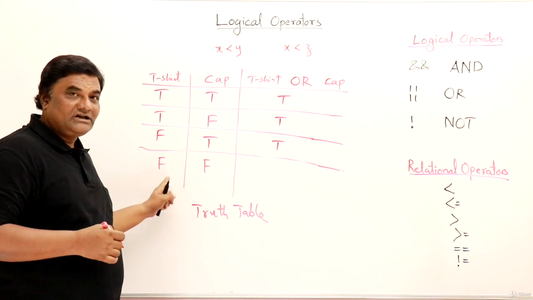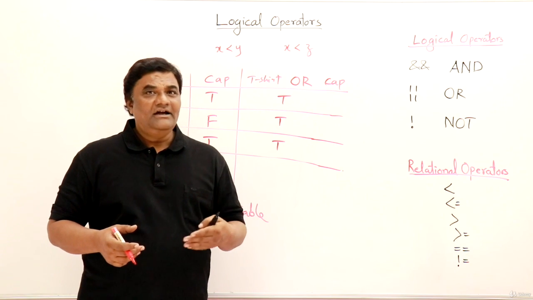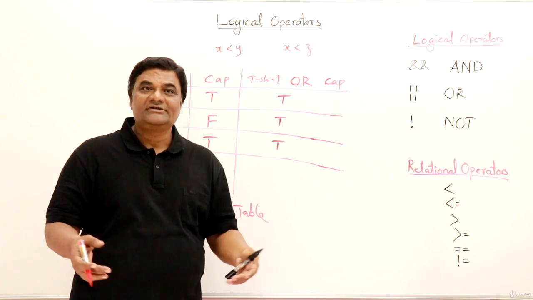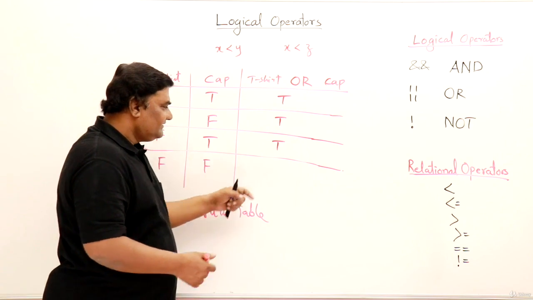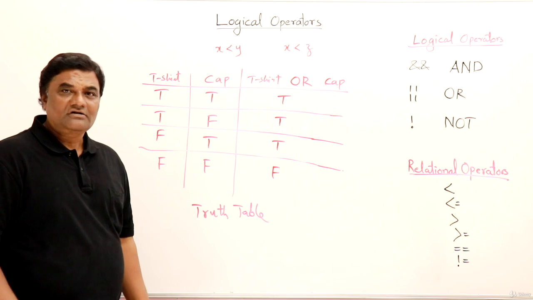Next, last one. Both are false. I am neither wearing t-shirt nor wearing a cap, but I am saying that I am wearing t-shirt or I am wearing cap. So none of them is true. Suppose none of them is true, then this is false. This is the truth table for or.